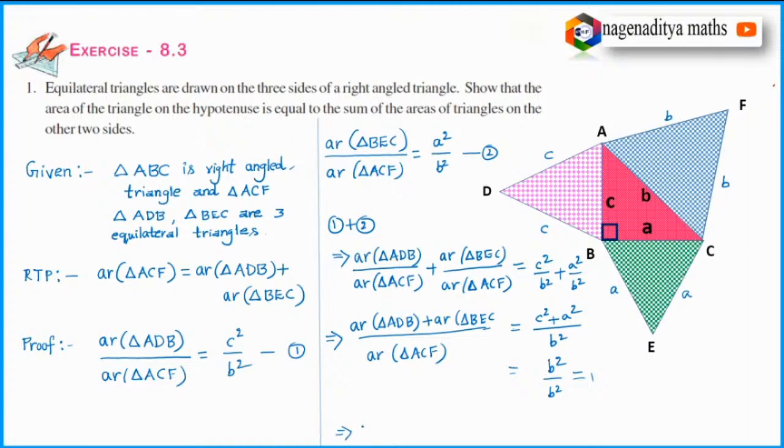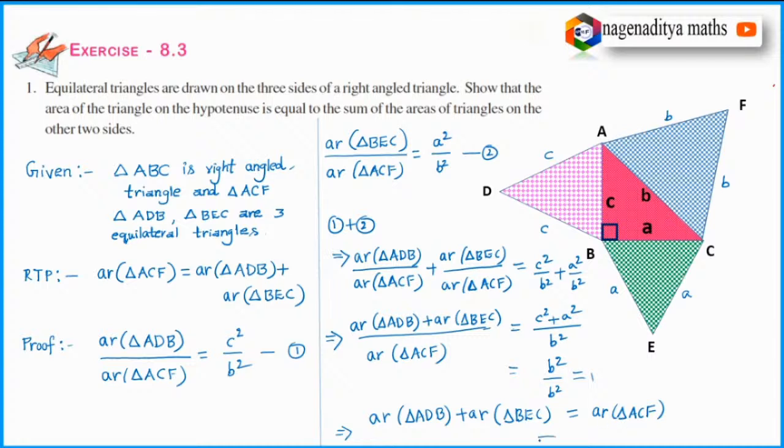Now on the left hand side, the denominator, if I take the denominator to the right hand side, we will get area of triangle ADB plus area of triangle BEC is equal to 1 times area of triangle ACF, that is nothing but area of triangle ACF.